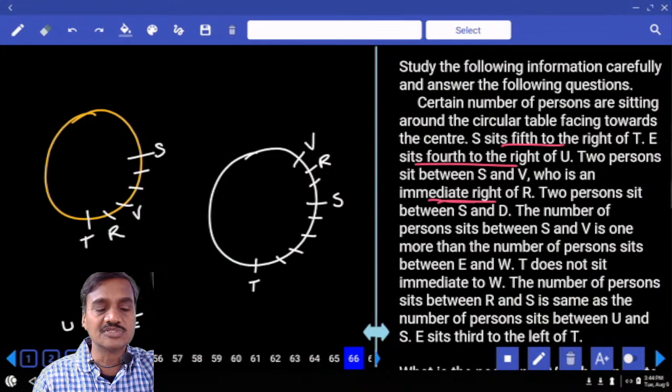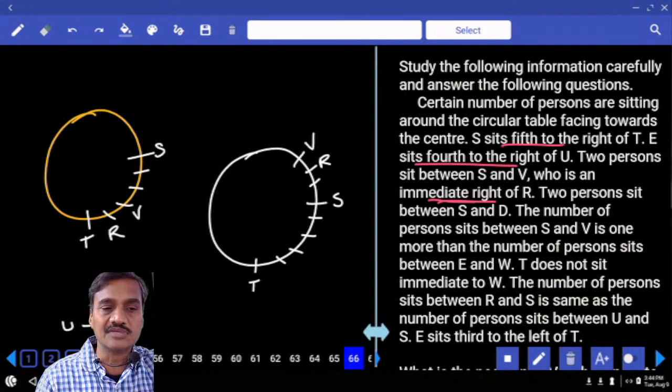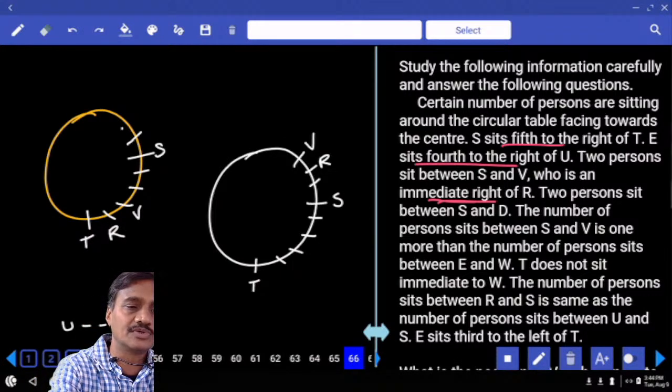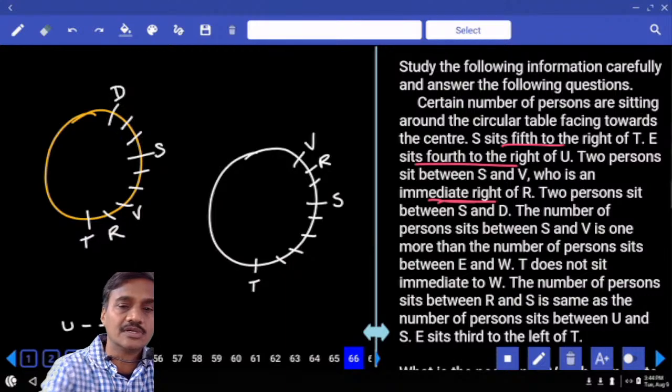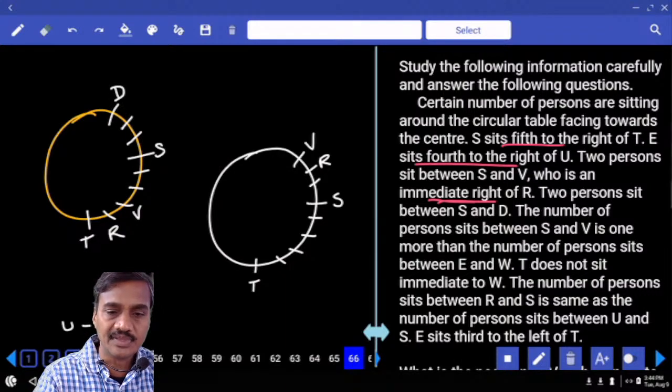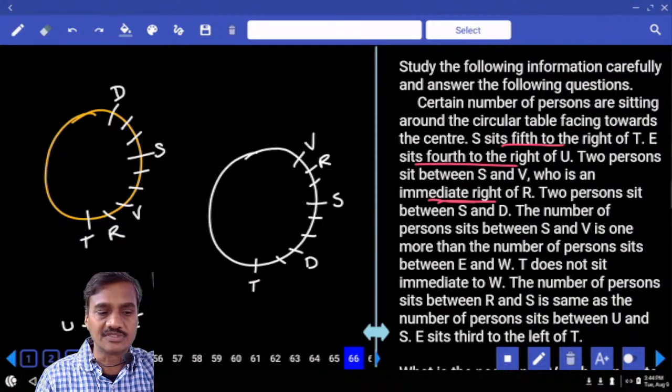And there are 2 persons between S and D. Now in between S and D we need to have exactly 2 people, 1, 2. Hence D is here. See here, D must be at this place, with 2 people between S and D.